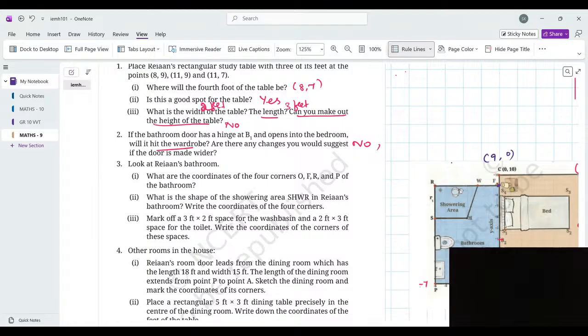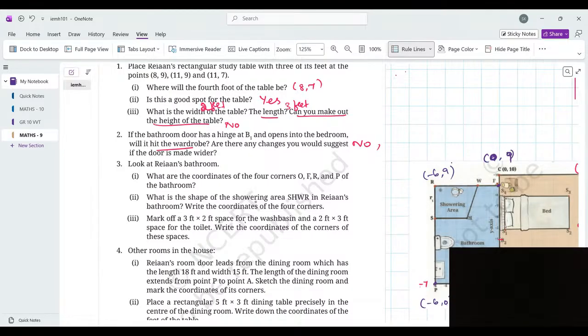R coordinate, it is 0, 9. Any point on the y-axis will have x coordinate 0. So this is going to be 0, 9. R is going to be minus 6, 9. And coordinate P is going to be minus 6, 0. Any point on the x-axis, the y coordinate is 0.